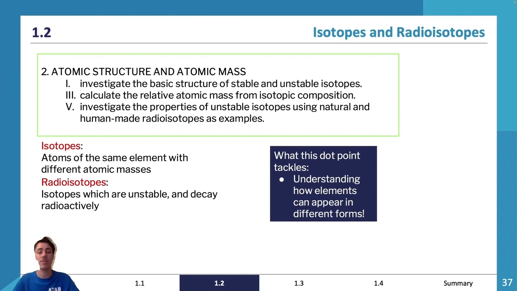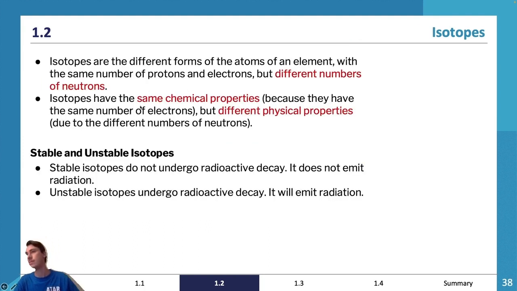So isotopes are those different variations. The radioisotopes are isotopes that are unstable and decay radioactively. Carbon-13 and 14 are examples of that. They're not very stable, and that's why there are low percentages of them. So as we said, they're different forms of atoms of an element with the same number of protons and electrons but different number of neutrons. Isotopes have the same chemical properties because they have the same number of electrons, but different physical properties due to the different number of neutrons.